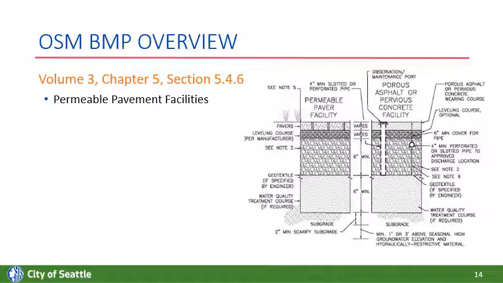Clarification, again, has been made for elimination of overflows, and what has been removed is the simplified comparison table, replaced with text describing the main difference between permeable pavement facilities and surfaces. So that's been removed, and it's been replaced with simple text in the manual.